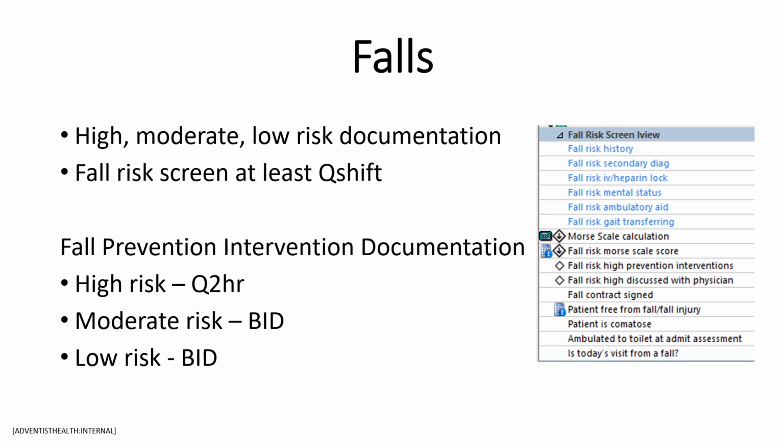Fall risk screen needs to be completed at least every shift. The frequency of fall risk interventions is determined by the patient's risk level. If a patient is high risk, we need to document the fall prevention intervention every 2 hours. For moderate or low risk, BID.